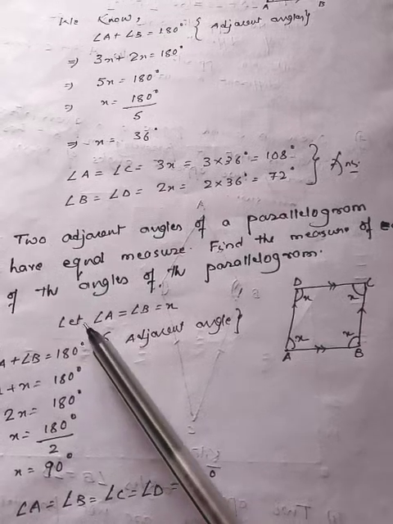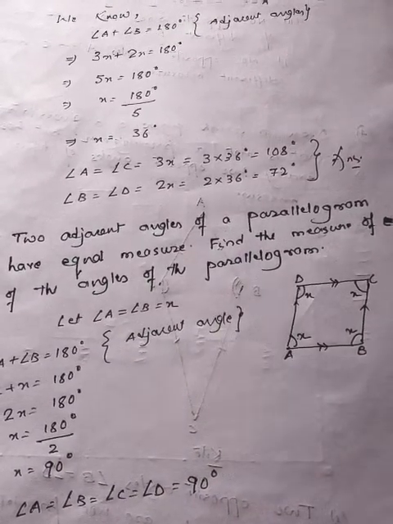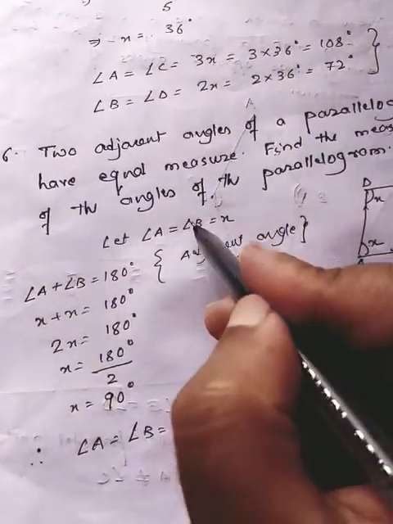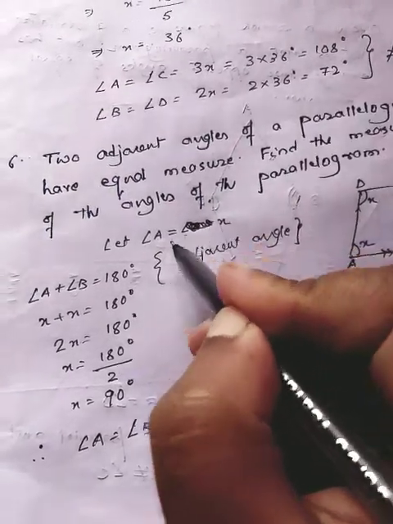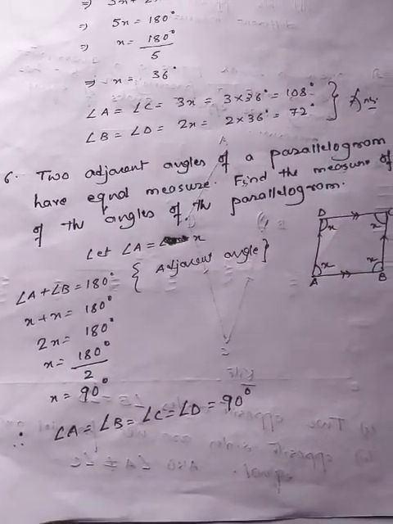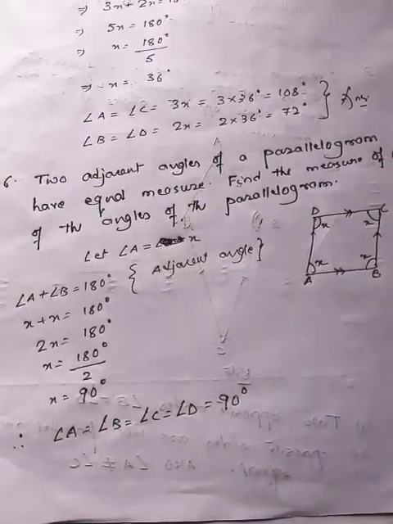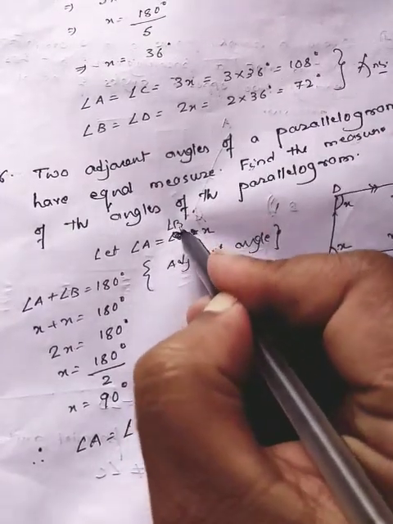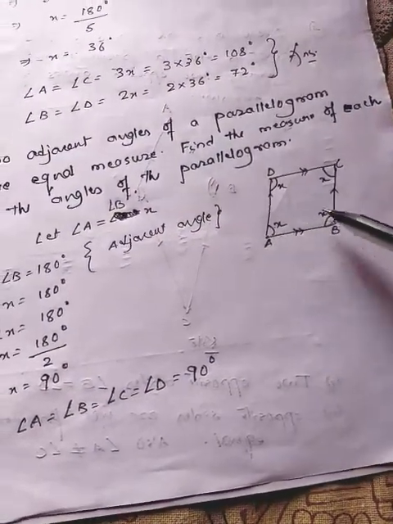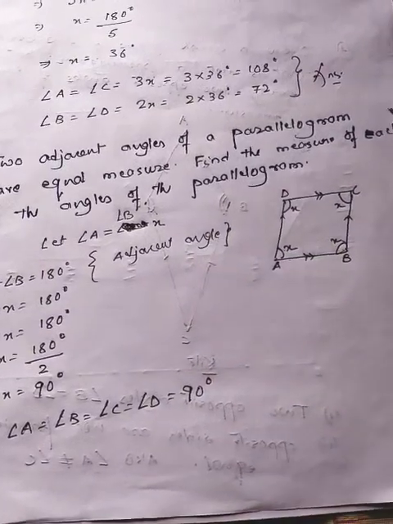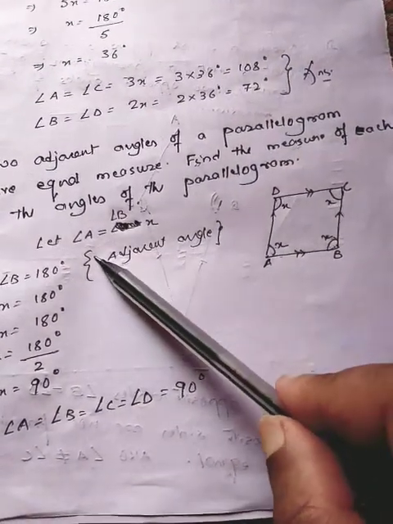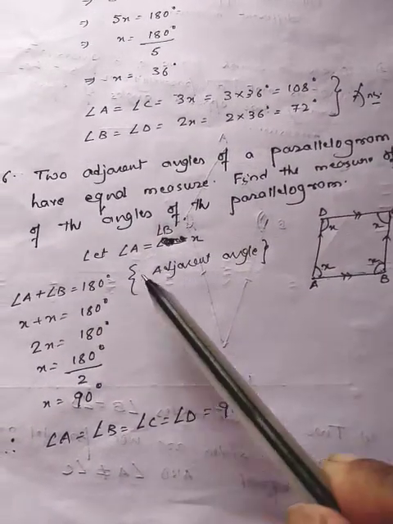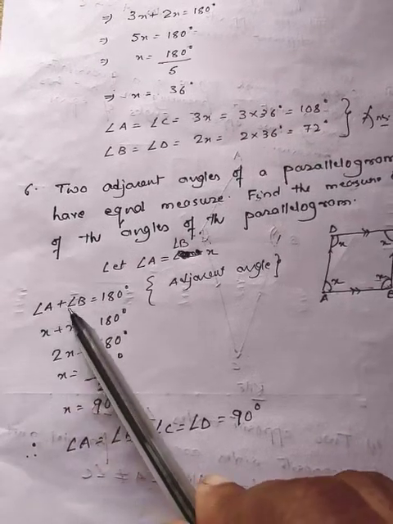So let angle A equal angle B equal x. Because two adjacent angles are equal, I should have mentioned these two adjacent angles. So these two adjacent angles are equal, so let angle A equal angle B equal x. Now we know that the sum of two adjacent angles is always 180 degrees, so I have written angle A plus angle B equals 180 degrees.